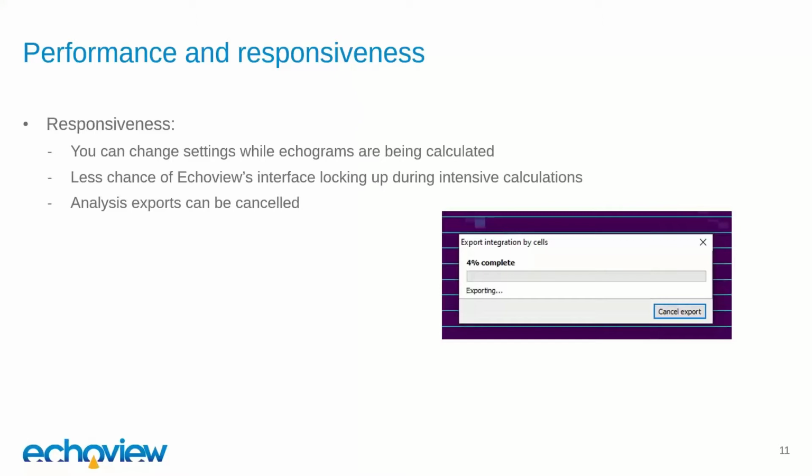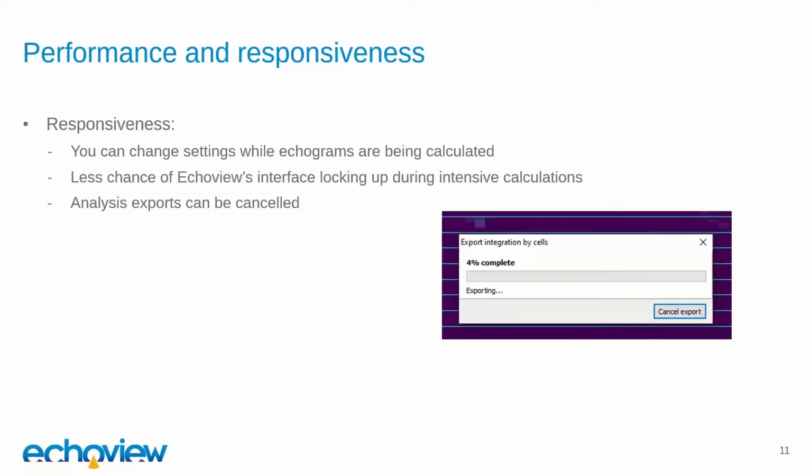So in terms of responsiveness, EchoView now allows you to do a lot more while heavy calculations are being performed. So in previous versions, you might be familiar with seeing EchoView's interface kind of lock up a little bit, not allowing you to do anything until calculations have finished. In EchoView 12, a lot more of the time, that won't happen. So you can change settings while echograms are being calculated. And you also have the ability to cancel analysis exports. That's shown on the screen.